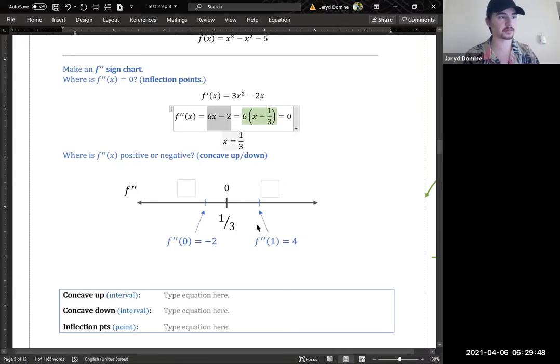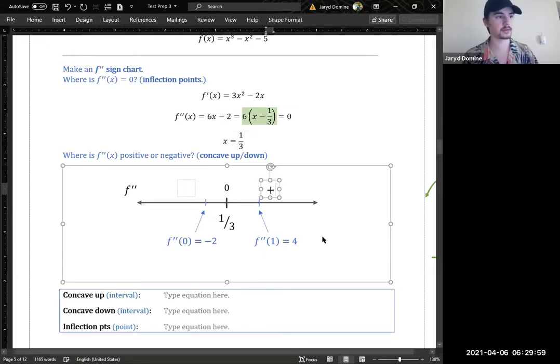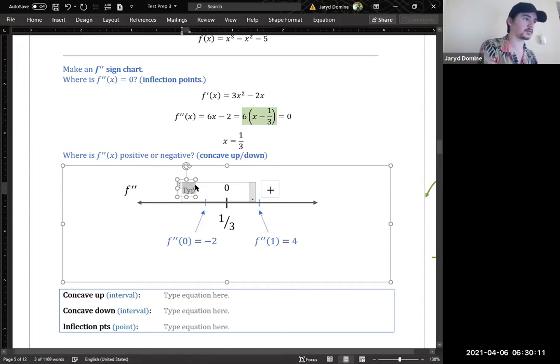Or you can plug into this other one. So if I pick a 1, that's on the right, I'm going to get 6 times 1 minus 2. That's 4, so that's a positive number. So I'm going to get a positive number over here. If I pick a number from the left side, like 0, I get -2. So that's a negative number. So this is negative.